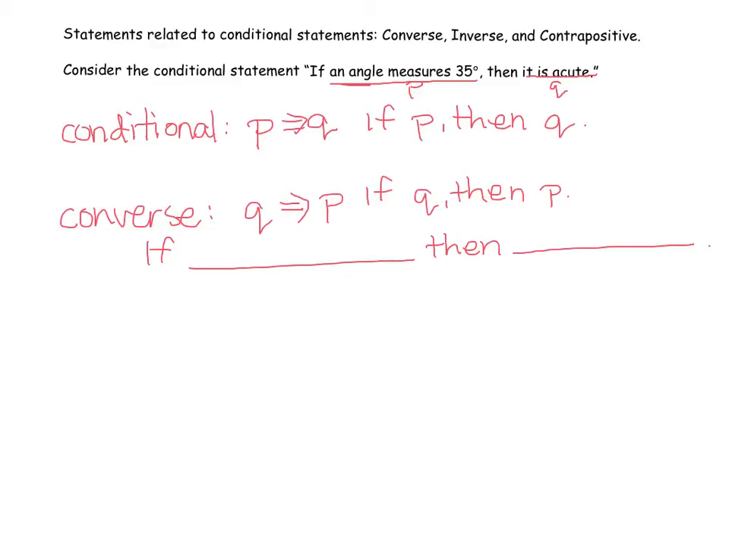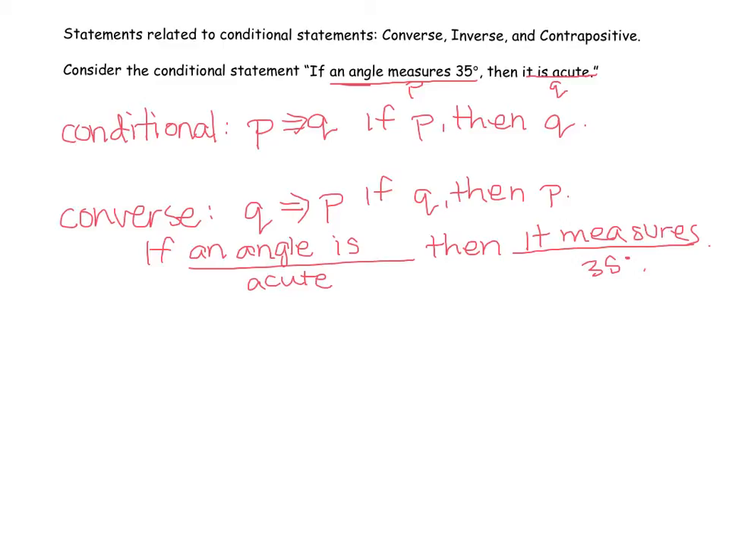And let's not worry right now about the truth value of this statement. We're just practicing writing the statement itself. So we want to make sure it makes sense in English. I'm not going to write if it is acute. That doesn't make sense. I'm going to say if an angle is acute, then it measures 35 degrees.